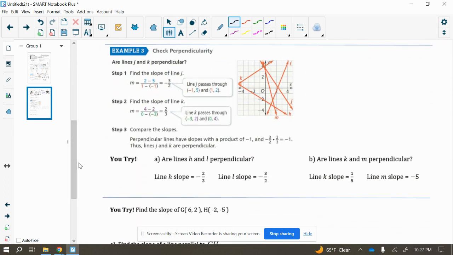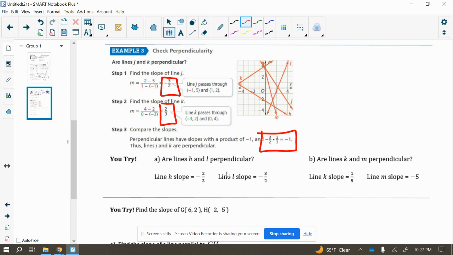All right, we also want to be able to check for those opposite reciprocals, the perpendicular. So for instance, we had the slope of line J was negative 3 halves, slope of line K is positive 2/3. So again, those are opposite reciprocals. We can always double check, do they multiply to equal -1? The answer is yes. So we would say that those are perpendicular lines.